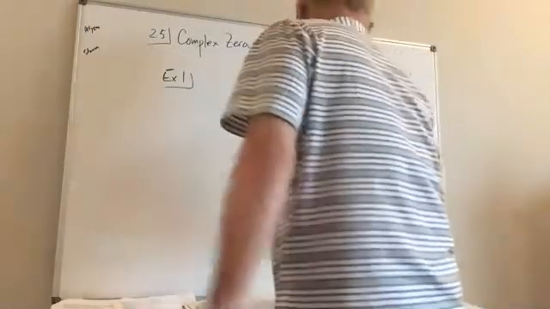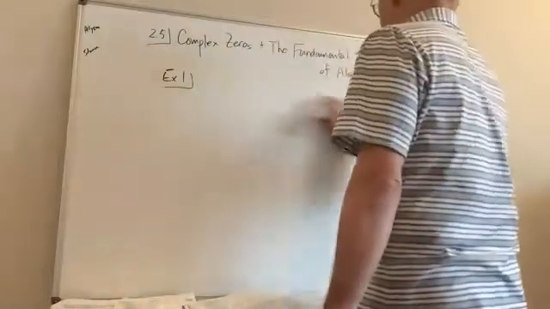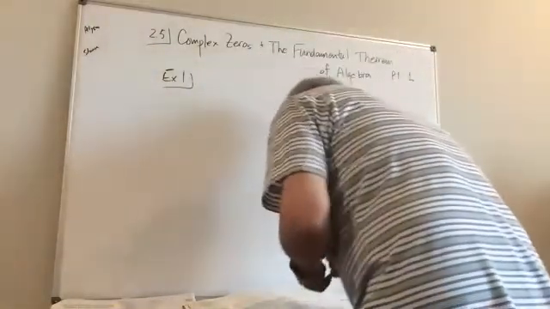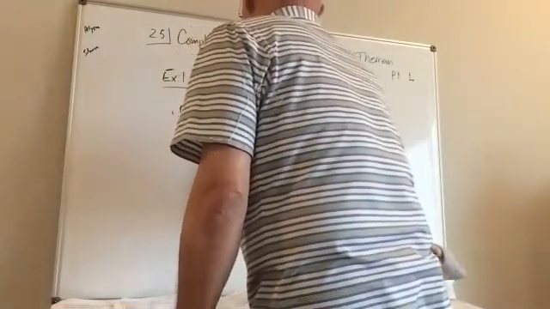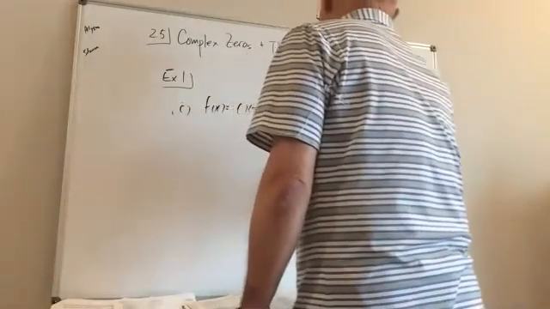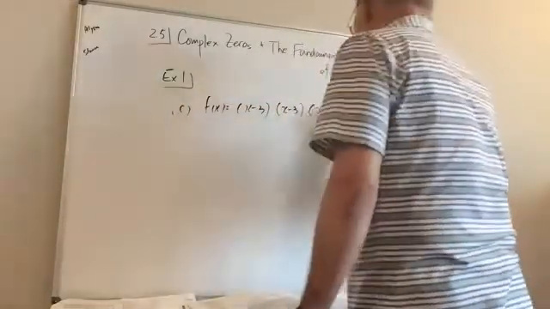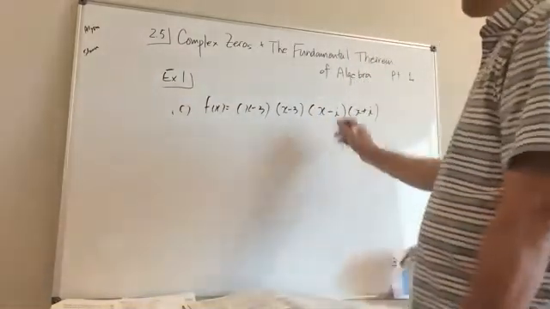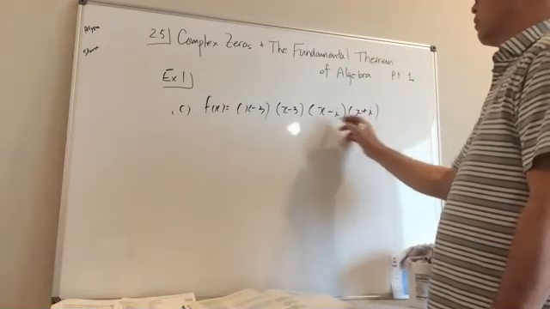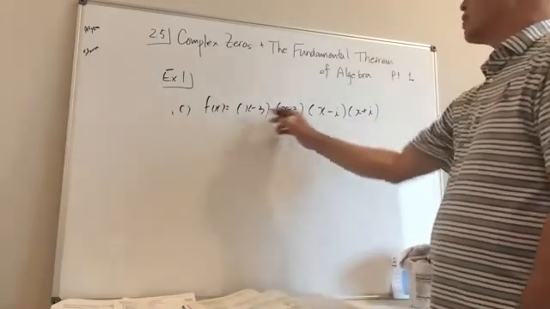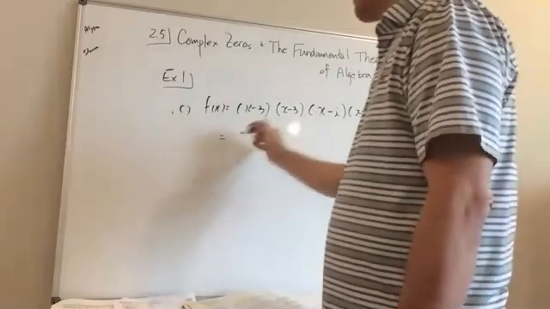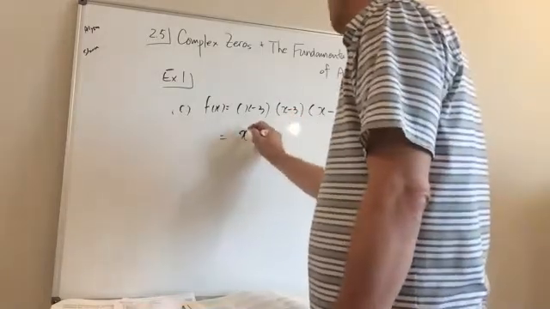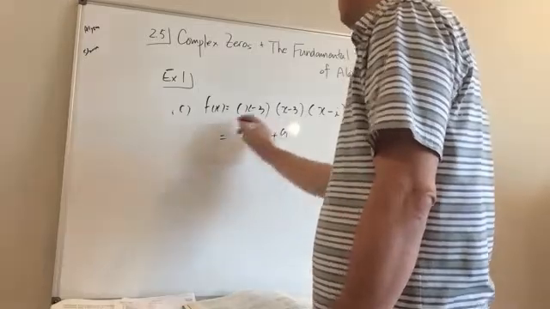Okay, let's see if we can do C. For C, we have f(x) = (x − 3)(x − 3)(x − i)(x + i). Obviously, again, we're going to do these two together, and we're going to have to do these two together, so I'm just going to go ahead and do these two together right now. This is (x − 3) squared, and that's x squared minus 6x plus 9.